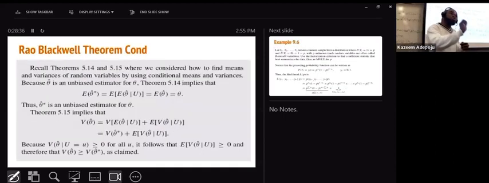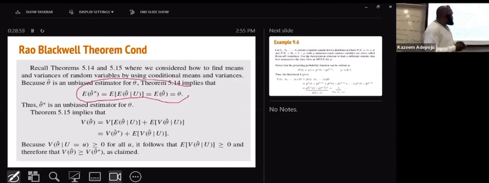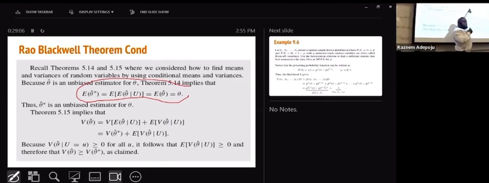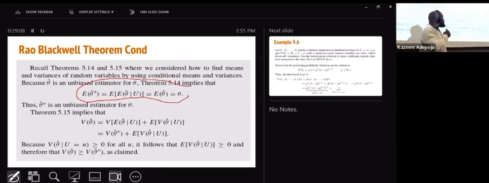I first want to show you how the improved estimator is unbiased. I also want to show you how the improved estimator has a smaller variance, because that would justify the Rao-Blackwell theorem. Okay, take a look at this. This is how we're going to show that the new estimator is unbiased. The new estimator is a conditional expectation of the old estimator given the sufficient statistic.